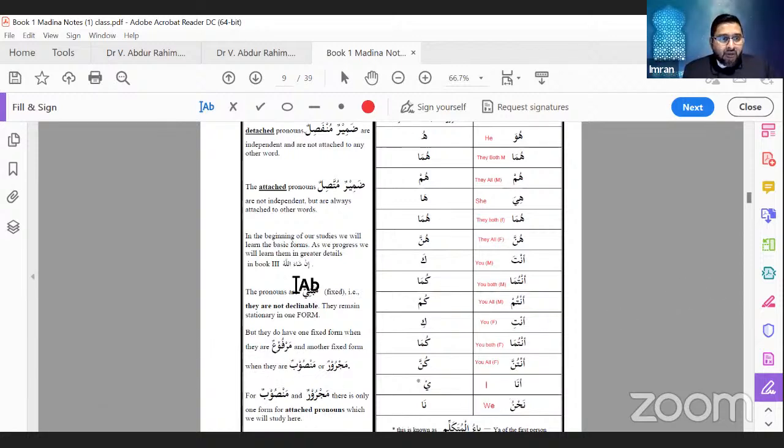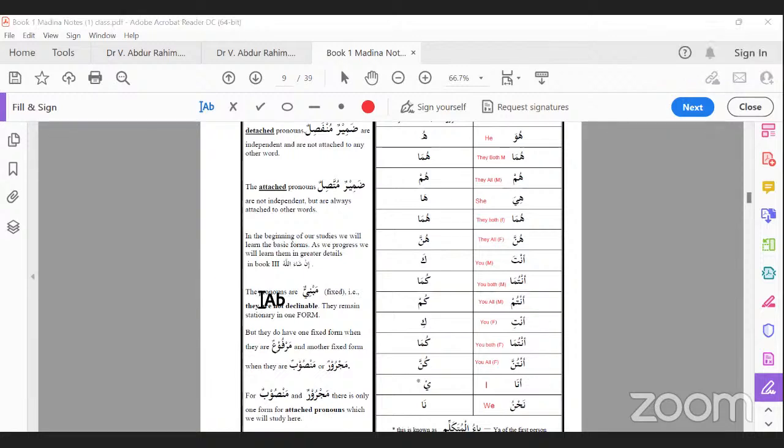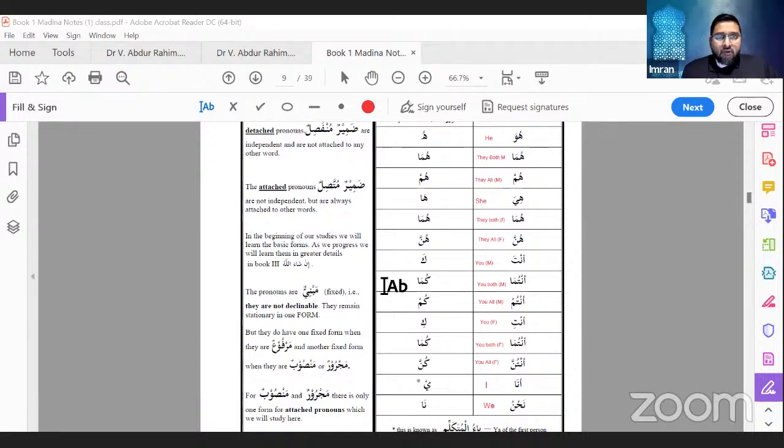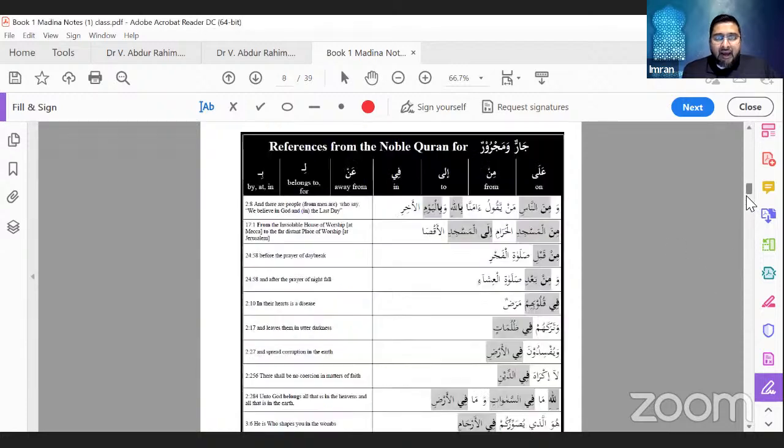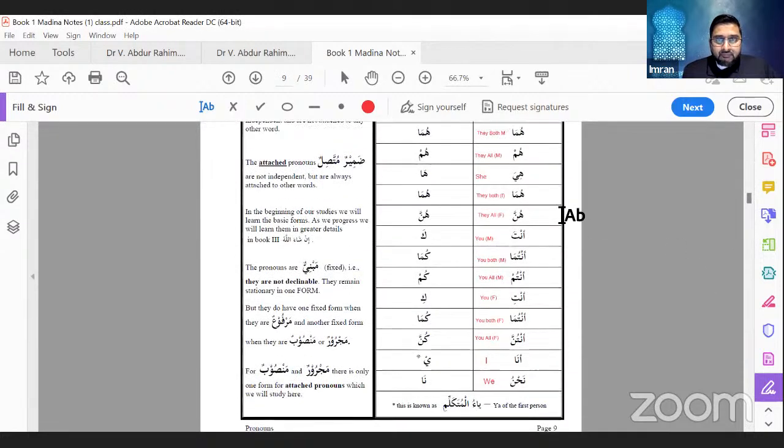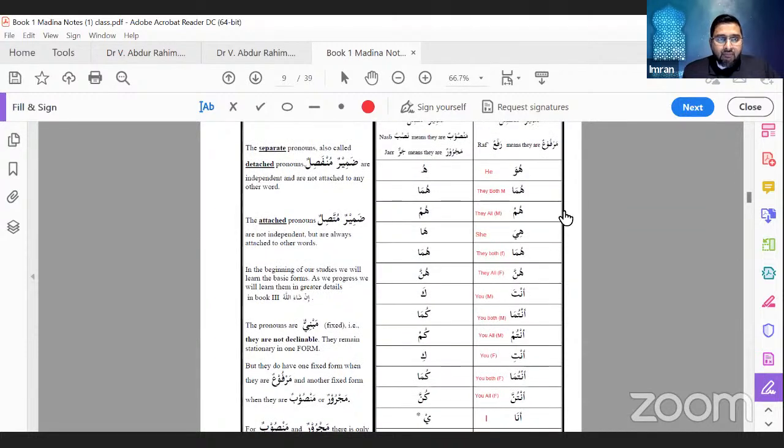Is this clear for everyone? Yes. Right. Okay, now I'm going to move on. These are called the personal pronouns, the ones which we have done. Now, next to them, we have the ones which are called the possessive pronouns.